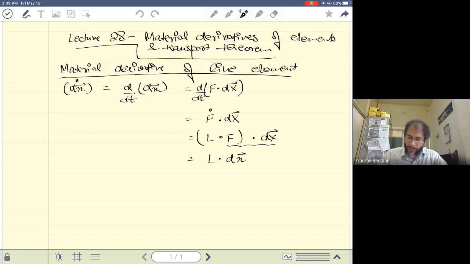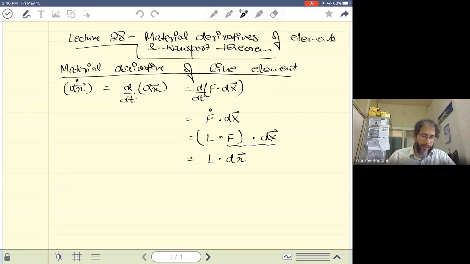Okay, so this is an inner product, so this is a vector, as we can see from the left hand side. So what we get is L times d small x. So that's what we wanted. We wanted to write the material derivative of a line element in terms of the vectors and tensors that are available to us. Because in the next chapter, we'll be talking about Newton's laws of motion, Newton's second law of motion. That's force equals mass times acceleration. So we'll have to somehow write the rate of change or the material derivatives of different quantities. So we are developing all the mathematical tools which we would need for the next discussion.